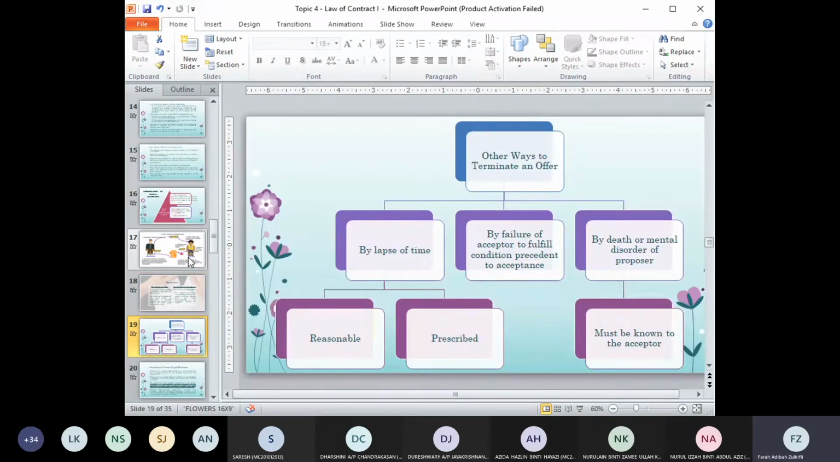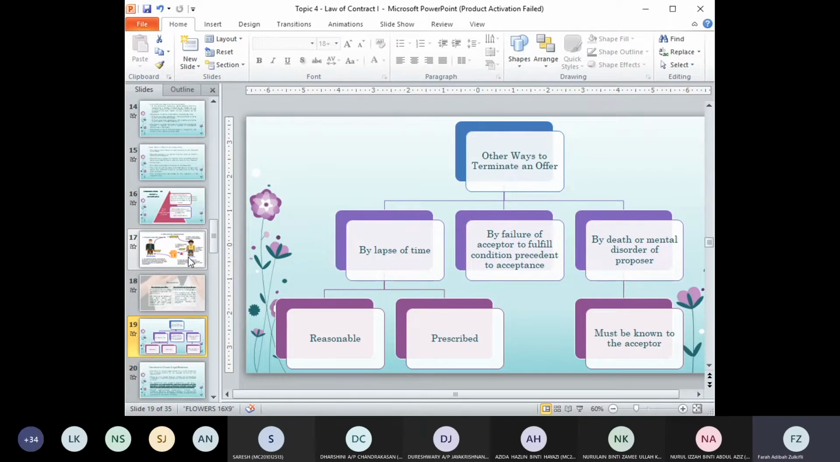So that is the second element. There are also other ways to terminate an offer. One is by lapse of time, like what I stated before. If you already state in your offer that if you want to buy the house, you have to buy it in 1 week's time, then after 1 week, if you still did not receive any response from the other party, you can say that the offer has been terminated because there is a prescribed time period and the prescribed time period has expired.